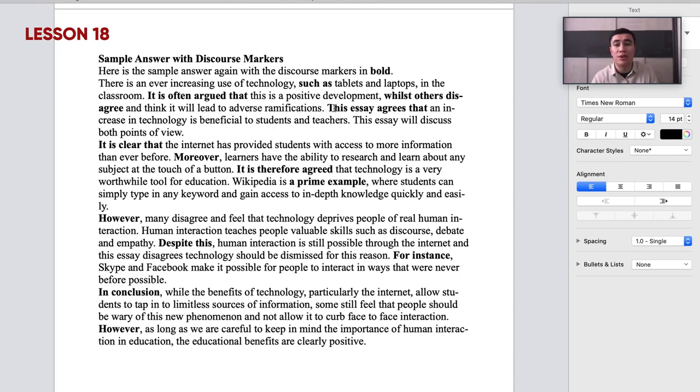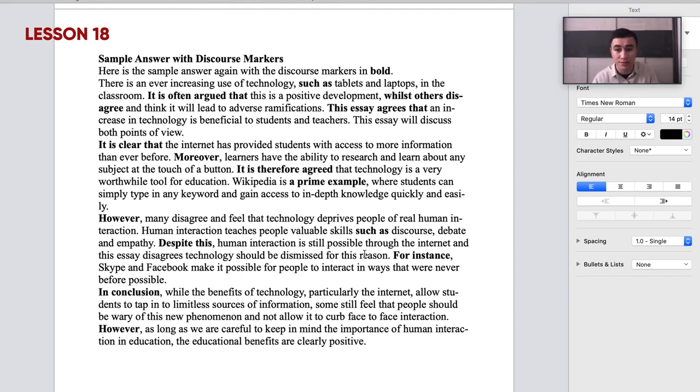Human interaction teaches people valuable skills such as discourse, debate, and empathy. So here we have such as, guys. Okay. Despite this, human interaction is still possible through the internet, and this essay disagrees technology should be dismissed for this reason. So despite this, you are going to show that you are going to state the controversial opinion despite these facts. For instance, exemplifying Skype and Facebook make it possible for people to interact in ways that were never before possible.